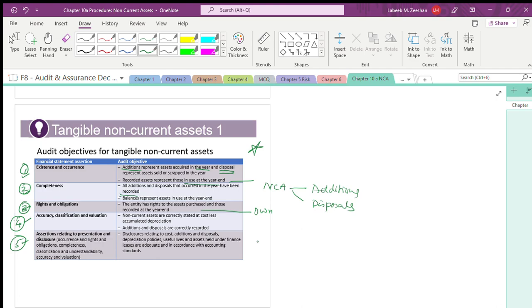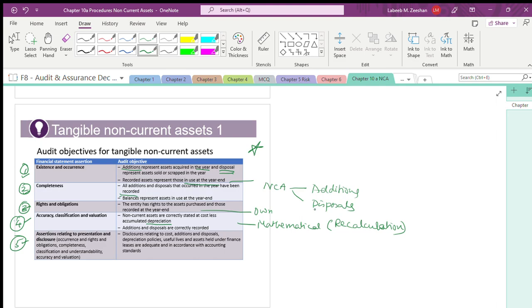Accuracy in terms of what? The moment you say accuracy, it is mathematical accuracy. What are we doing for accuracy? You have to recalculate depreciation. Non-current assets are correctly stated at, see, this is what it says. The moment you say accuracy, it is nothing but mathematical factors. We are not doing anything else. Math means recalculation. Mathematically, I will put it here if they have not done it. What we are doing is recalculation.